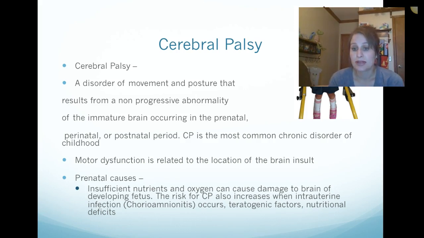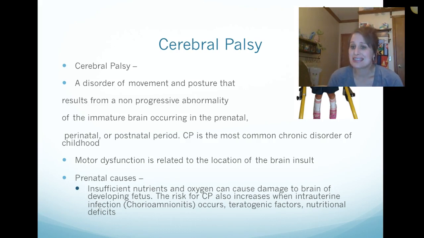Basically, that baby did not get enough oxygen to the brain, and CP is the result of that. It is the most common chronic disorder of childhood. Its motor dysfunction is related to the location of the brain insult. So wherever that brain did not get enough oxygen, that part of the brain is what affects the body that is affected. Hope that makes sense. Where the brain got injured, it affects that part of the body.